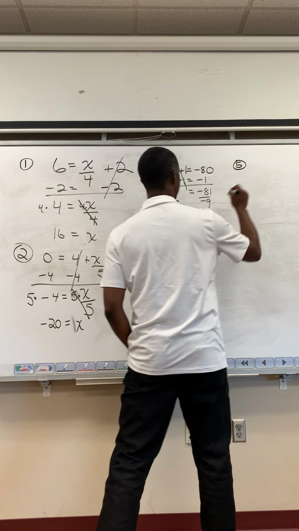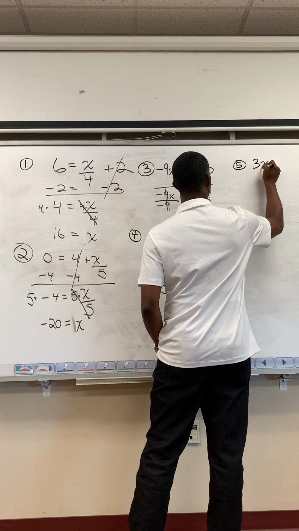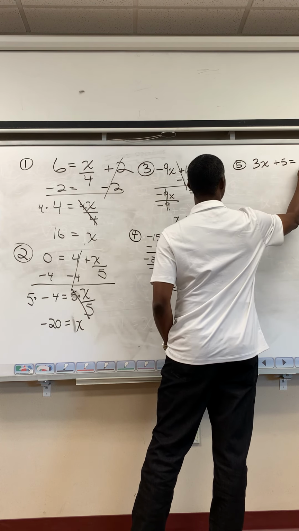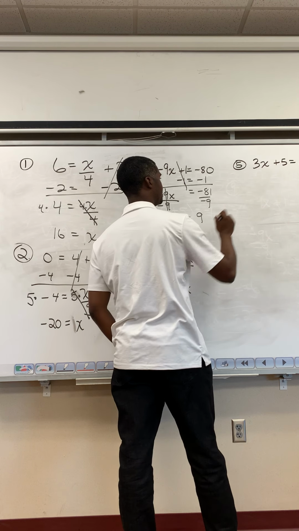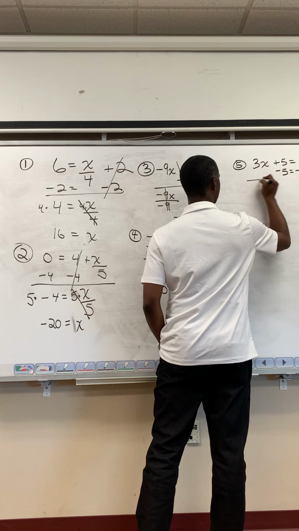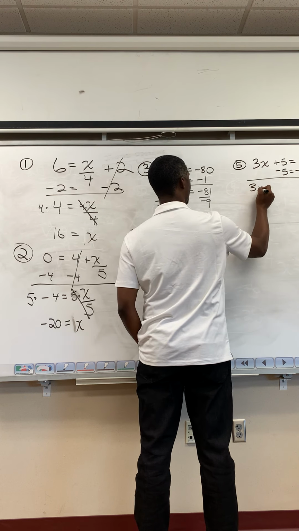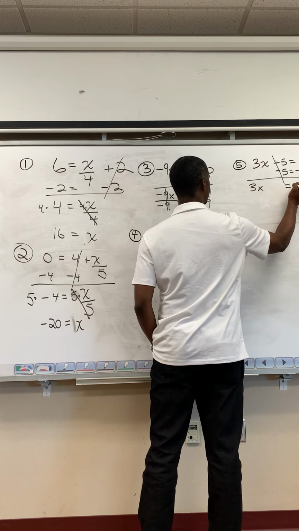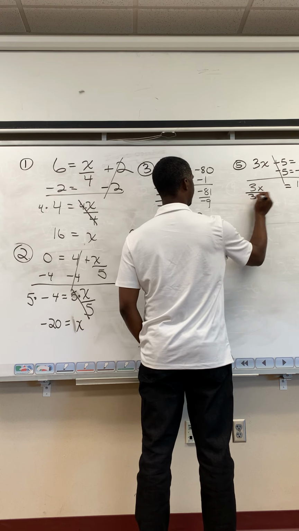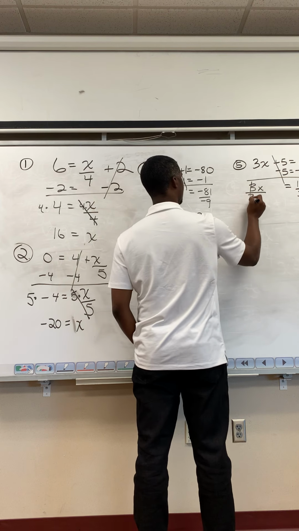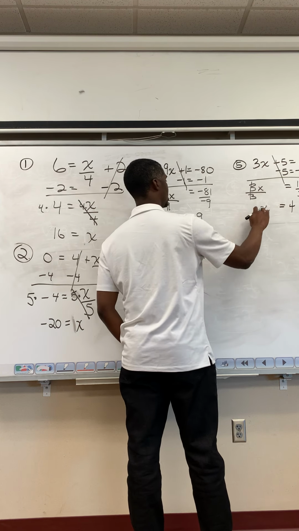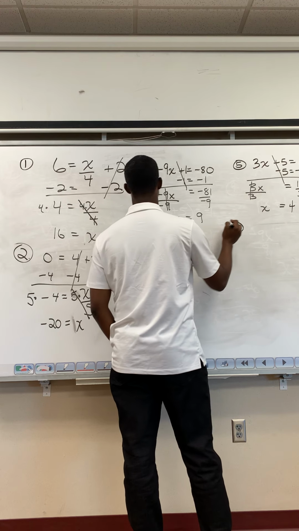Number 5 is 3x plus 5 equals 17. I'm going to subtract 5 on both sides. That's going to leave us with 3x. That becomes 0. It's equal to 12. Then I'm going to divide both sides by 3. Leaves us with 1x is equal to 4. Don't need the 1. Number 6.